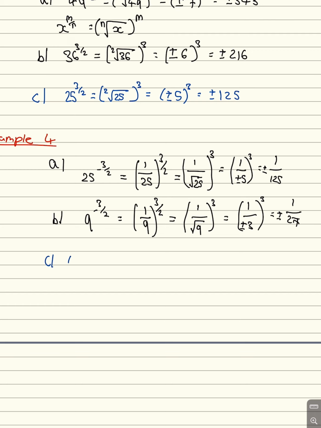Part C. So you have a go at this one. 4 to the power of negative 3/2. Pause the video, press play when you're ready.